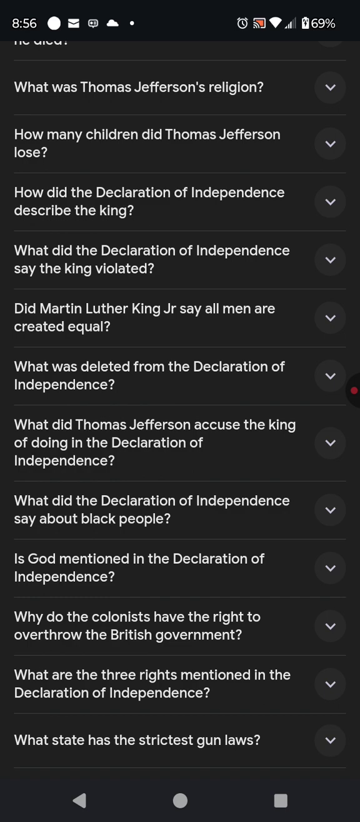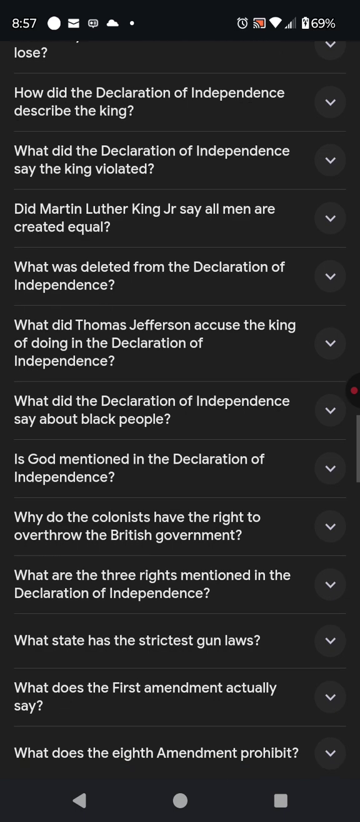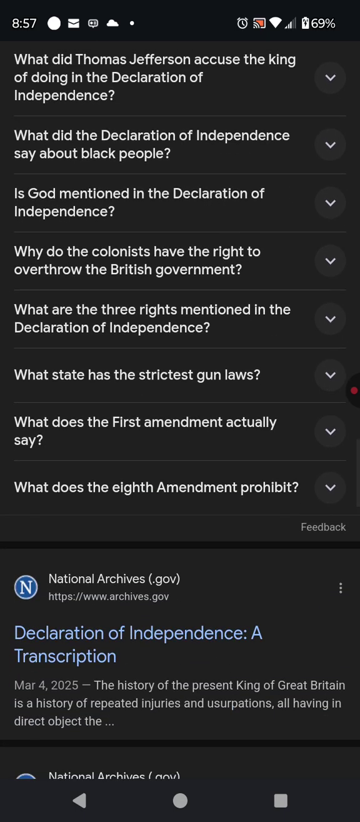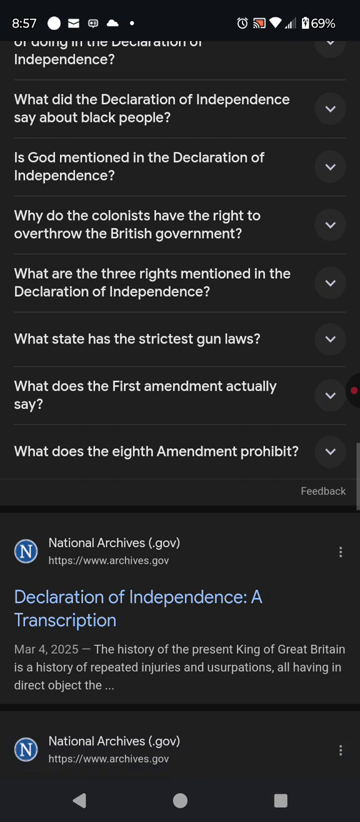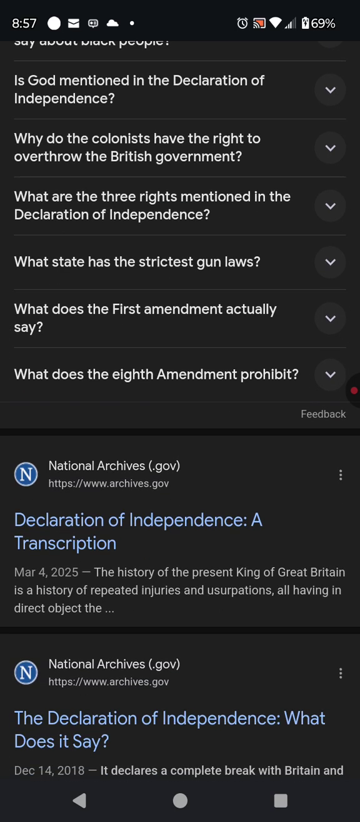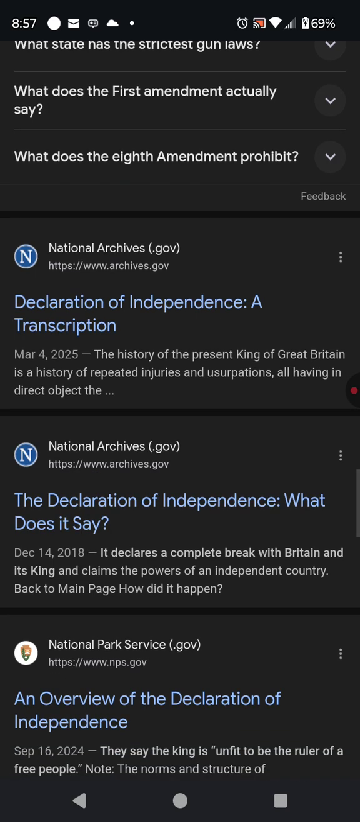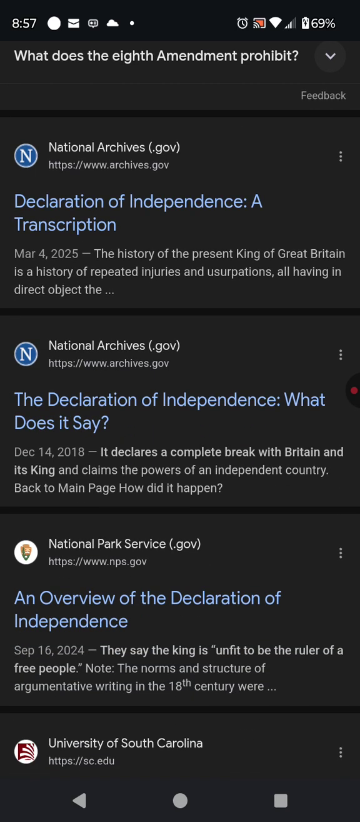Take advantage of my disadvantage. I didn't have this advantage. When I found all this information, I like to read. But now I'm just pointing it out. It's on the internet, and I love it. I love that I can show you this. Okay, there's a lot of... What state has the strictest gun law? Declaration of Independence. You can get a transcription of that.